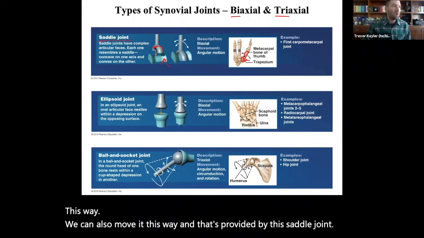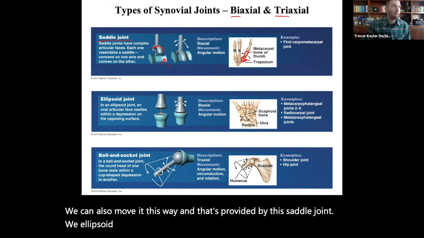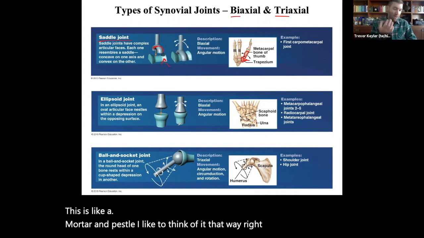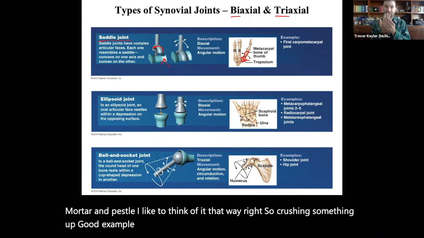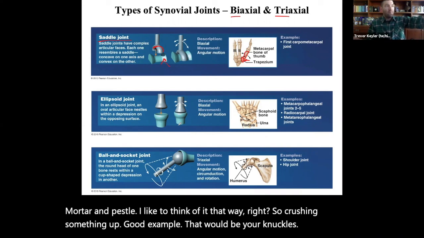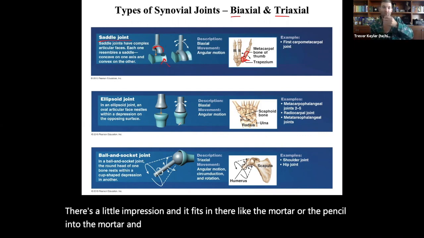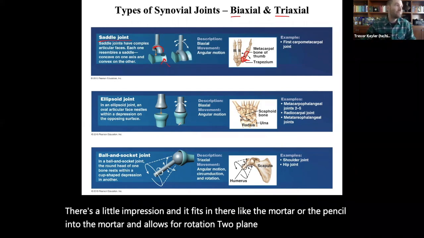We have an ellipsoid joint. This is like a mortar and pestle. I like to think of it that way, right? So crushing something up. A good example of that would be your knuckles. There's a little impression and it fits in there like the pestle into the mortar and allows for rotation, you know, two plane dimension at these joints.